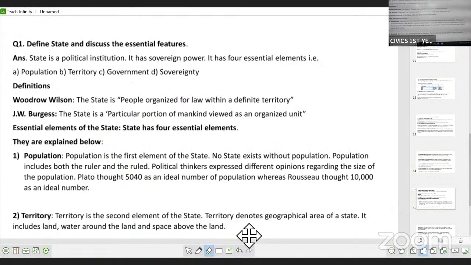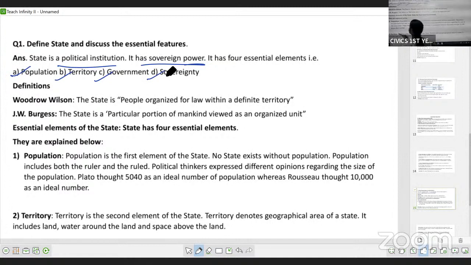Now, coming to your next question from the second chapter: define state and discuss its essential features. So, what is state? You need to write an introduction. State is a political organization and it has sovereign power. How many elements does it have? It has 4 elements: population, territory, government and sovereignty.